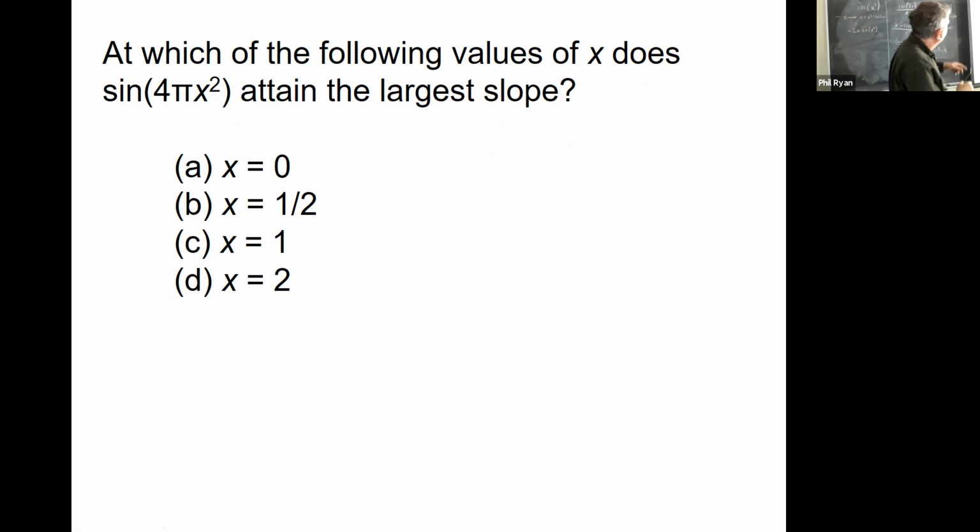So here we've got this function sine of 4 pi x squared. Okay, so out of those values of x, where does that function attain its largest slope? Does that make sense? So will you think of the same question as well?